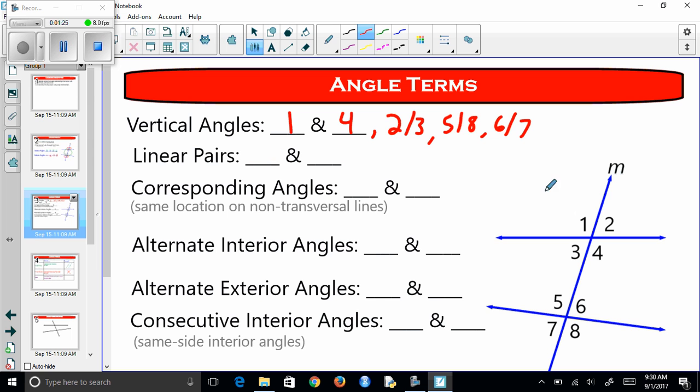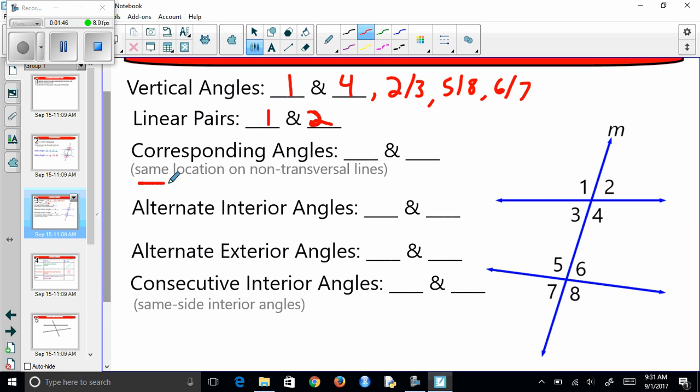Linear pair, there's a whole bunch of them. We could say 1 and 2, 2 and 4, 3 and 4, 1 and 3, 5 and 6, 6 and 8, 7 and 8, and 5 and 7. So many, I'm not going to write them all. But hopefully you get the point about linear pairs.